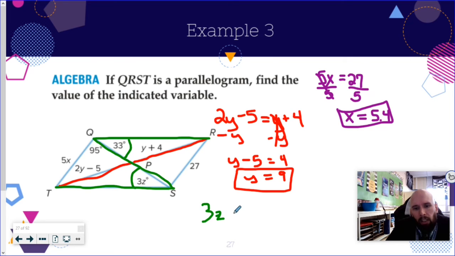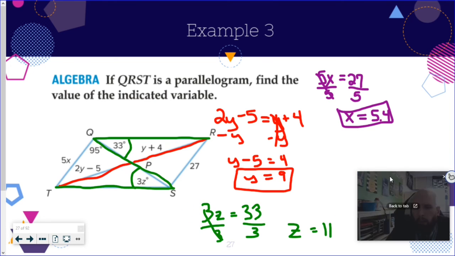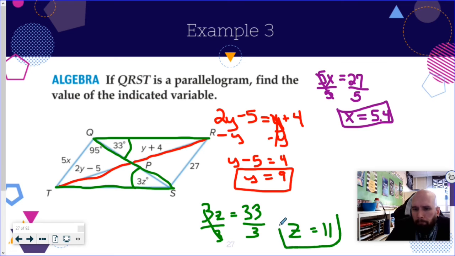So 3z is going to equal 33. I'm going to divide both sides by 3, and z is 11. Now they put that 95 there to scare you. Don't be scared at all. A lot of times with parallelograms, if things look the same, more often than not, they are the same. You can't always say that, but more often than not. I mean, 3z is acute, 95 is not.